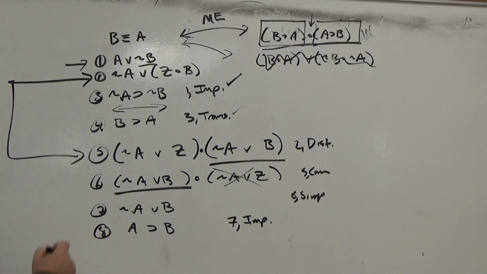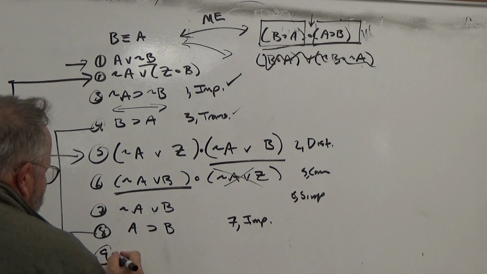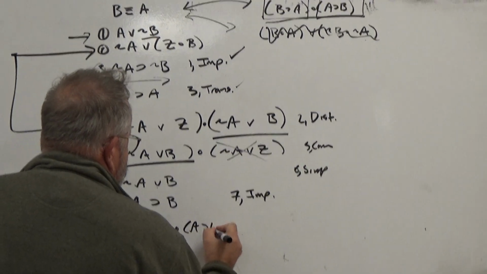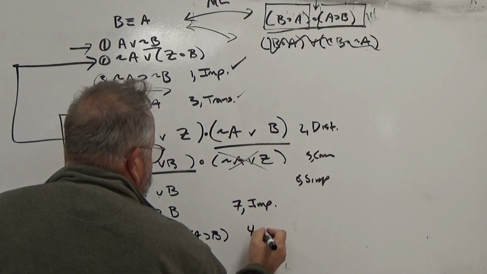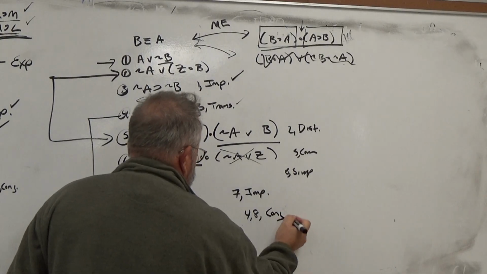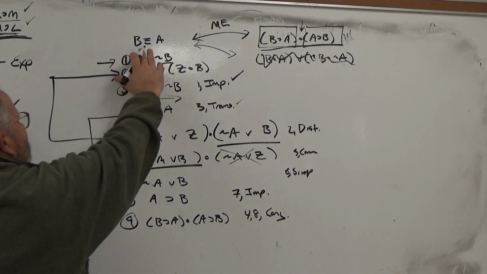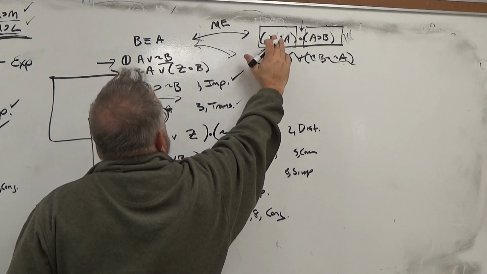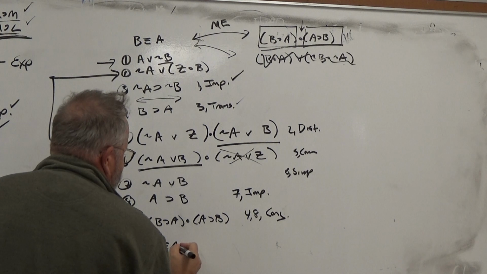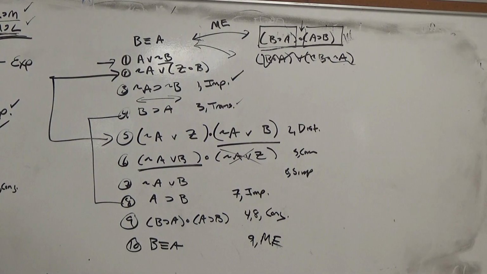So now, look, I have B then A, and I have A then B. So we're going to put them together on the same line. B then A, and A then B. That's from 4 and 8. When we put them together, we're forming a conjunction. Now, we've already figured out how we're going to finish it, because we said this was the same as that by material equivalence. So we're just going to use material equivalence backwards, and that gets us B if and only if A by 9 material equivalence.